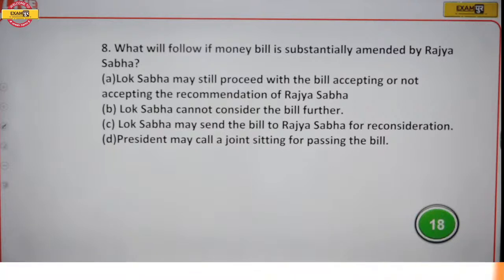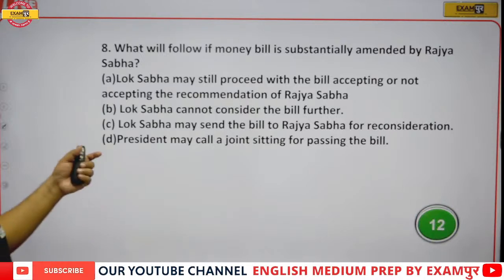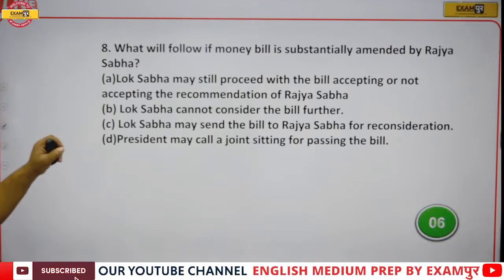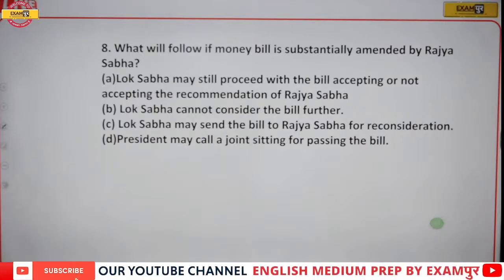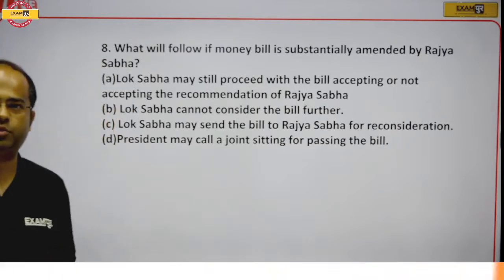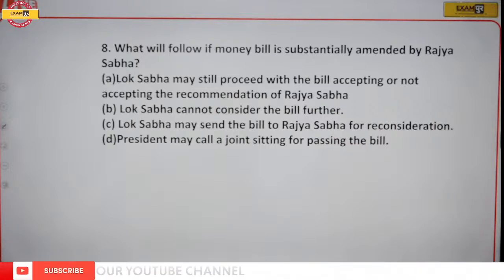Now guys, what will follow if a money bill is subsequently amended by Rajya Sabha? Option A: Lok Sabha still may proceed with the bill accepting or not accepting the recommendation. Option B: Lok Sabha cannot consider the bill further. Option C: Lok Sabha may send the bill to Rajya Sabha for reconsideration. Option D: President may call a joint sitting for the passing of the bill. These are all conceptual questions: what can happen if a money bill is amended by Rajya Sabha?